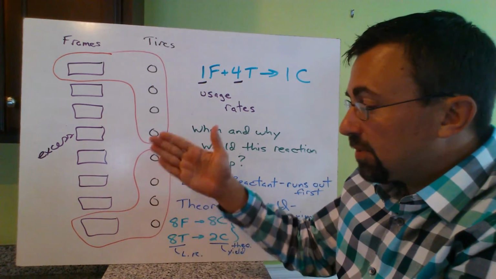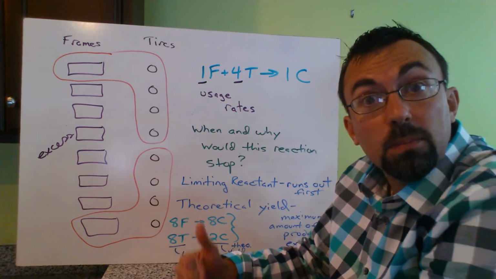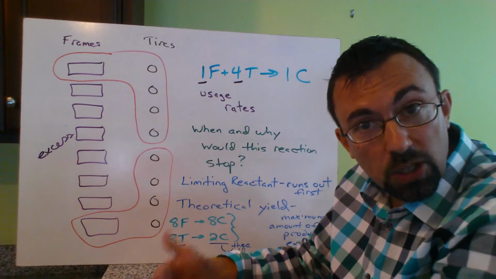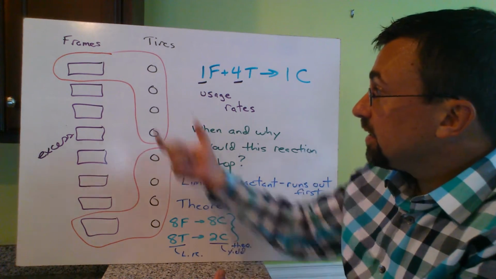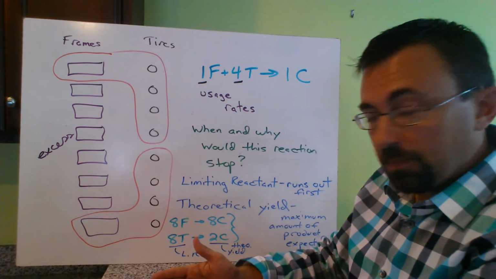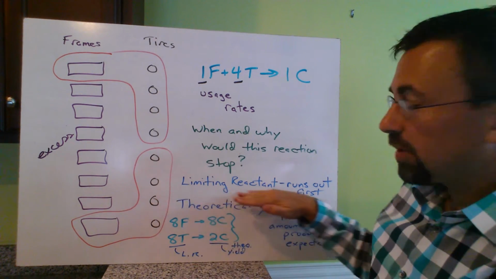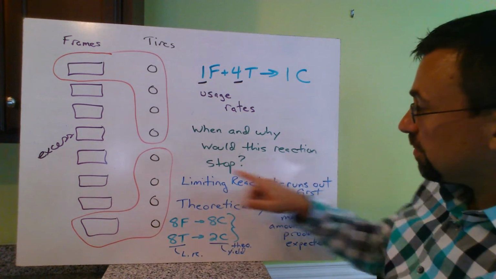So what stops our reaction or quenches our reaction or just makes it so we can't make more product, no more production, you get the idea, is when we run out of something. So when we run out of something, everything stops. And what we run out of is what we call the limiting reactant. It limits the reaction by running out. So this is an important concept.